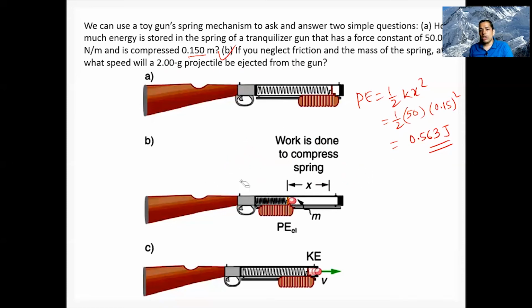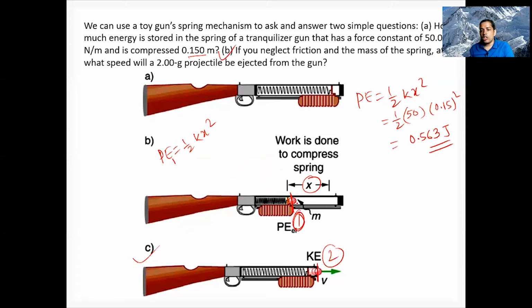So let's take a look at picture B and C here. In picture B, we compress the spring all the way by amount x. I call this position 1, and then I call this position 2. At position 1, what is the potential energy? Potential energy is given by 1 over 2 kx squared, because the spring is compressed by amount x. So let me call it potential energy 1 equals 1 over 2 kx squared.